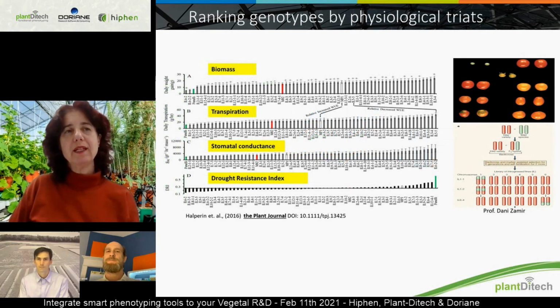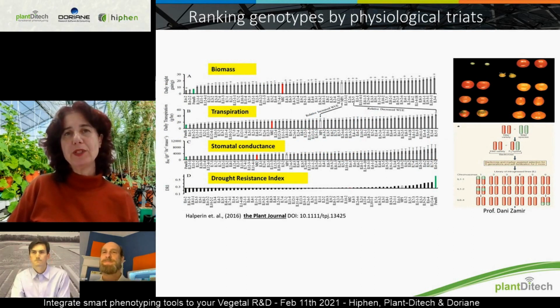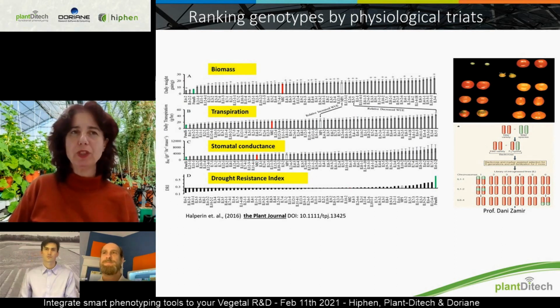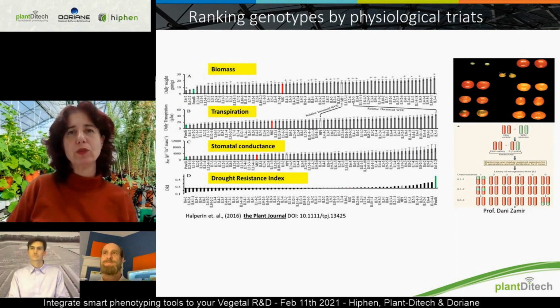The next slide is another example, of ranking the genotypes in the software by their function. Ranking is performed by cumulative plant biomass, transpiration, stomatal conductance, and drought resistance traits, for example, as part of the traits that we are measuring.